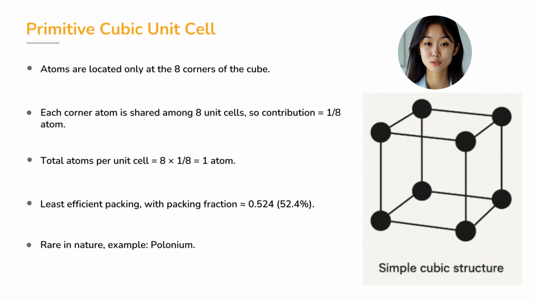Because of this loose arrangement, the packing efficiency is quite low, only about 52.4%, with almost half of the space empty. This inefficiency is why simple cubic structures are rare in nature. Polonium is one of the very few elements that crystallize in this way.